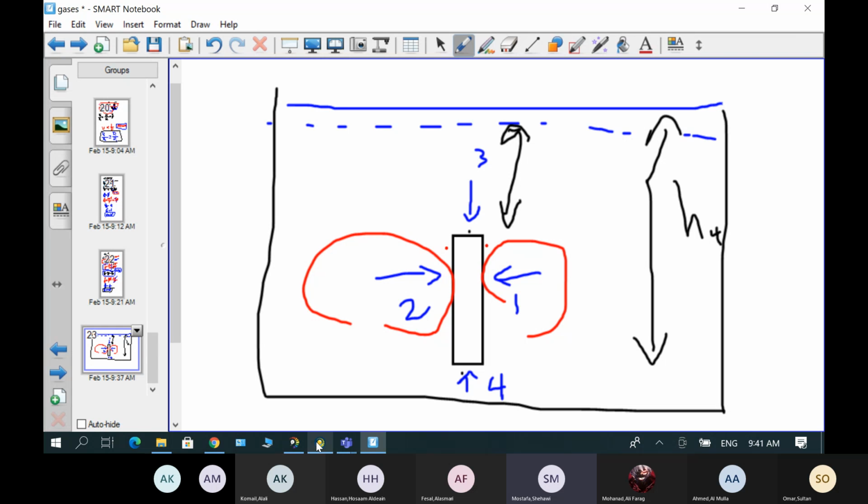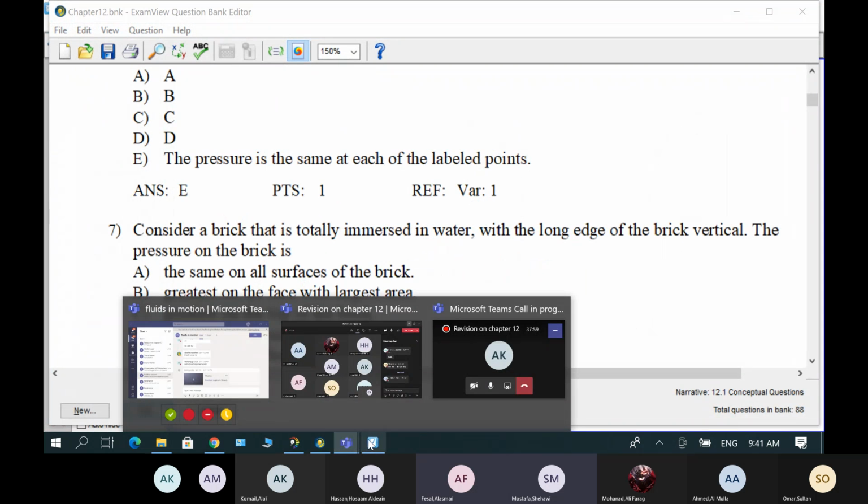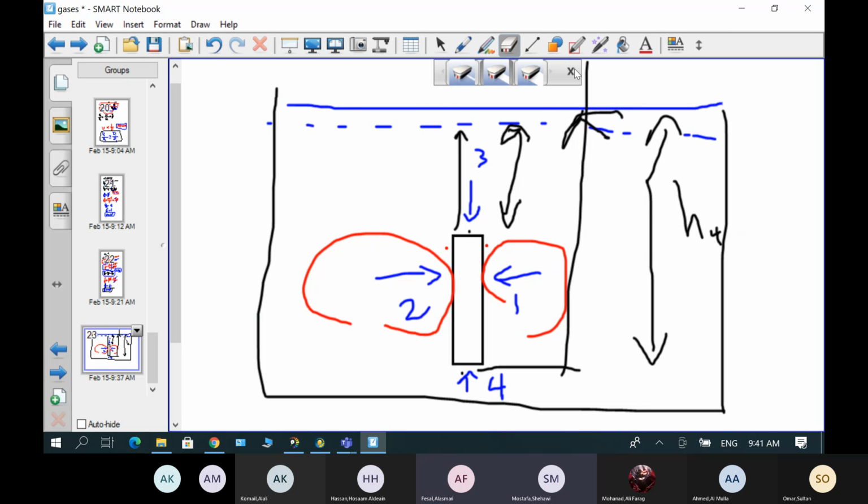In number 4, we don't calculate from the object to the bottom. We calculate the pressure depending on the height. So the height here is much greater than the height here. Number 3 has a pressure according to only this height, but 4 has a pressure according to all of this height, because I calculate from the bottom line all the way up to the surface of the water. This is the water surface. So the answer would be what?